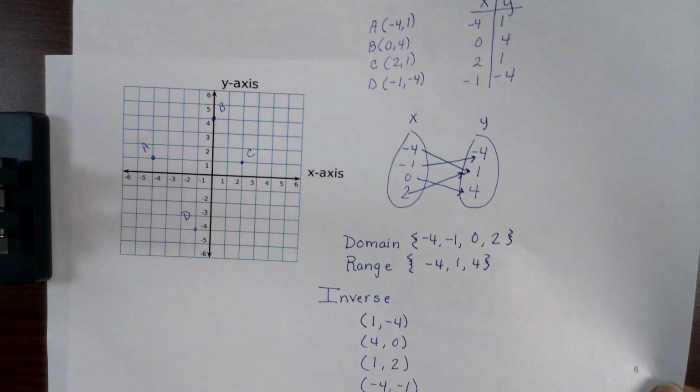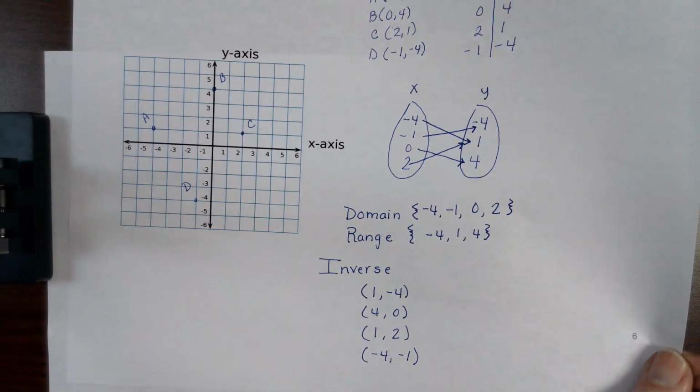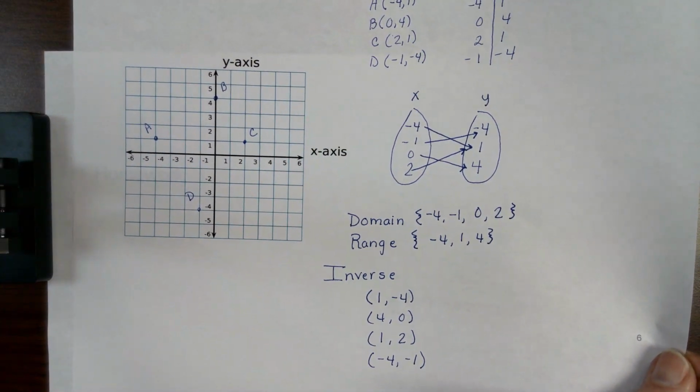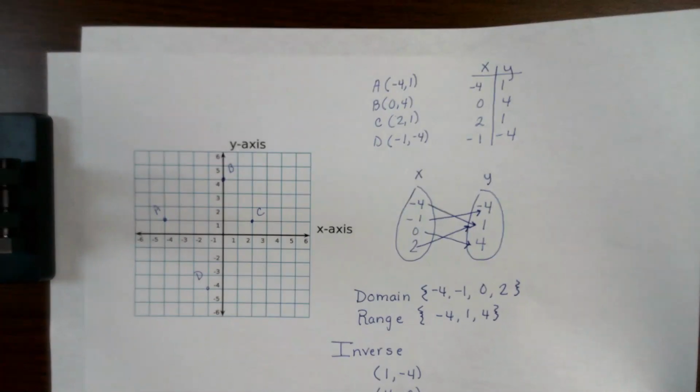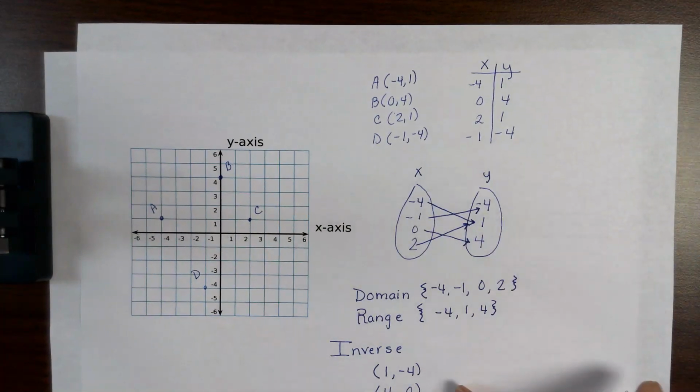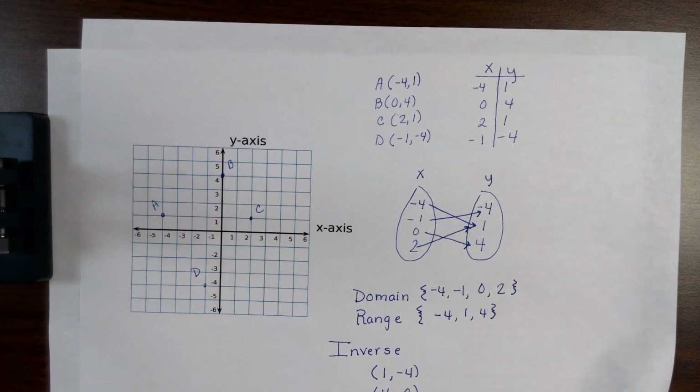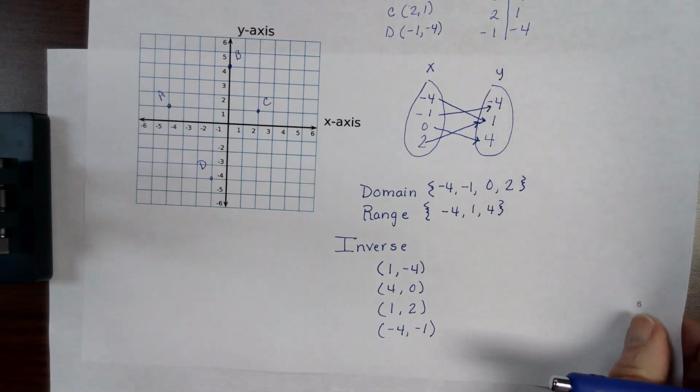All right, your homework on this is page 209, 16 through 36. Let me put this back up and make sure you can read all of it. I don't know if I moved it down, so just take a gander at that. The top shows you the ordered pairs, the table, then the mapping, the domain and range, and then the inverse.